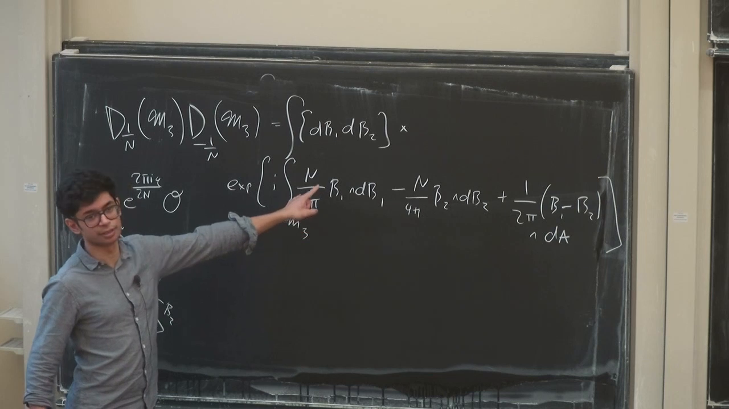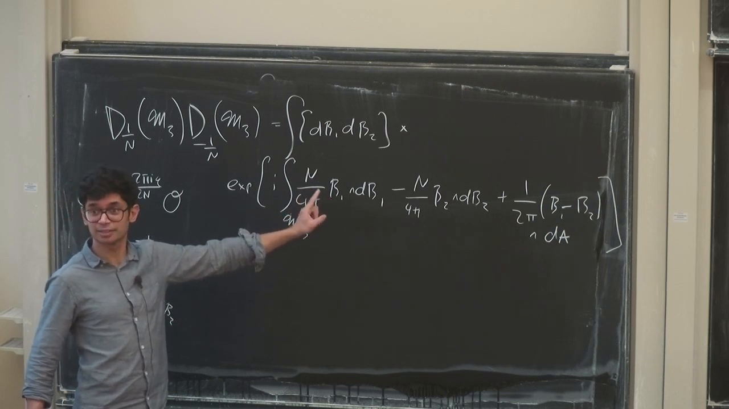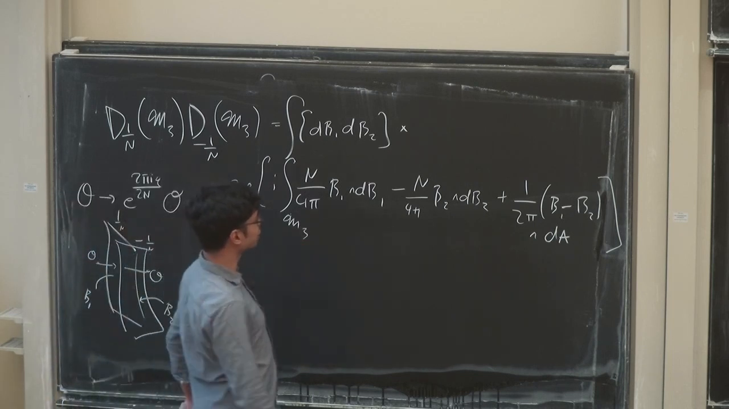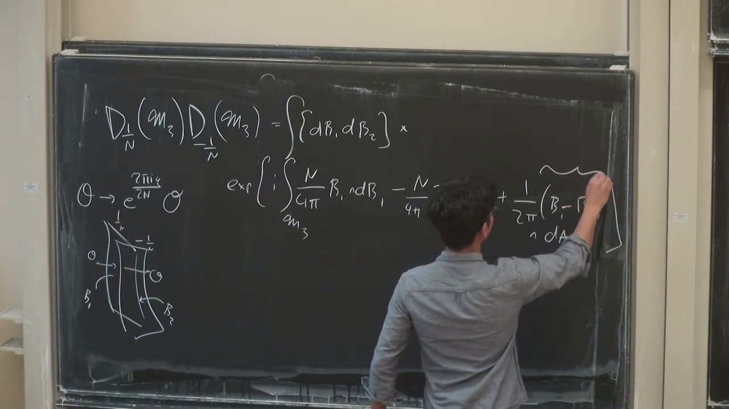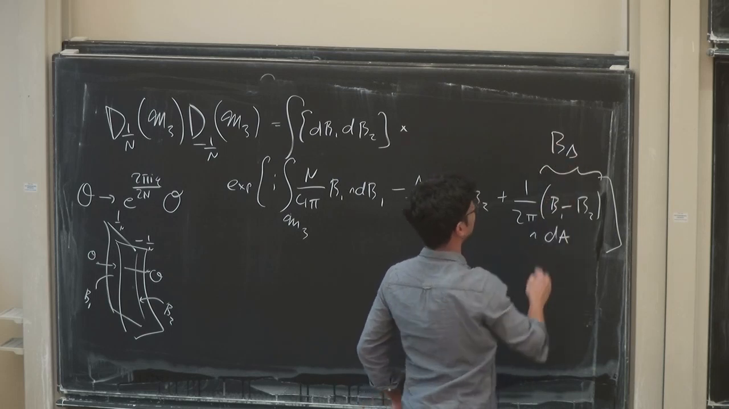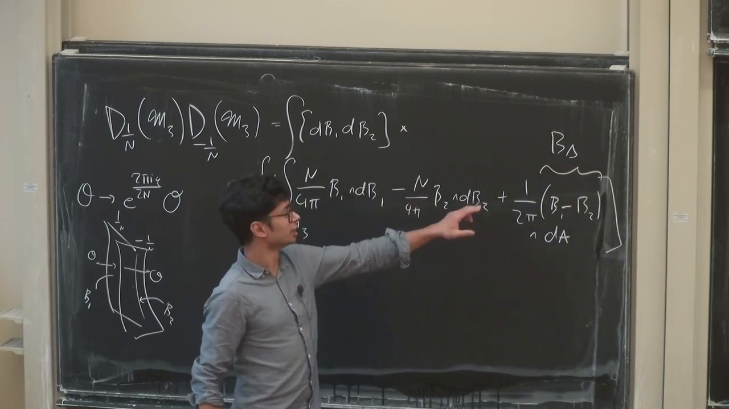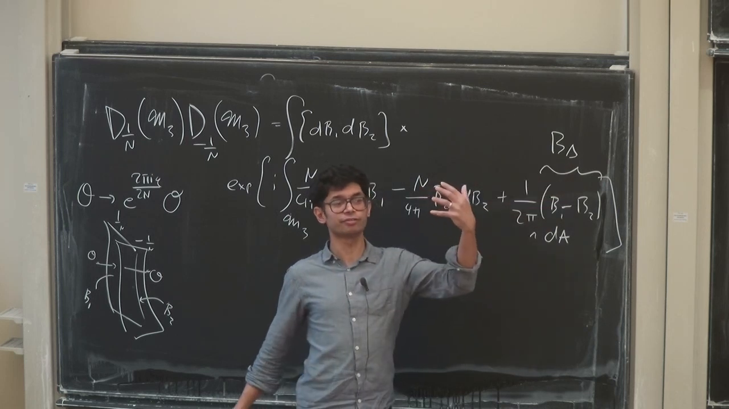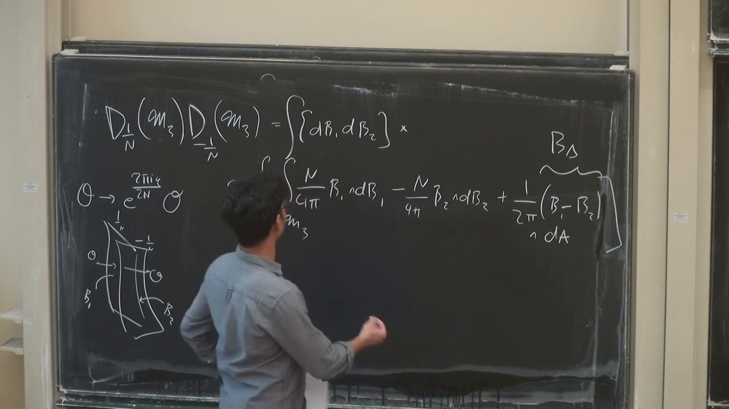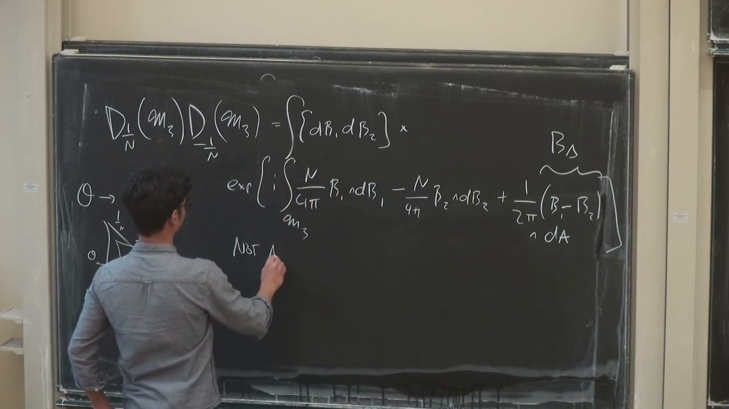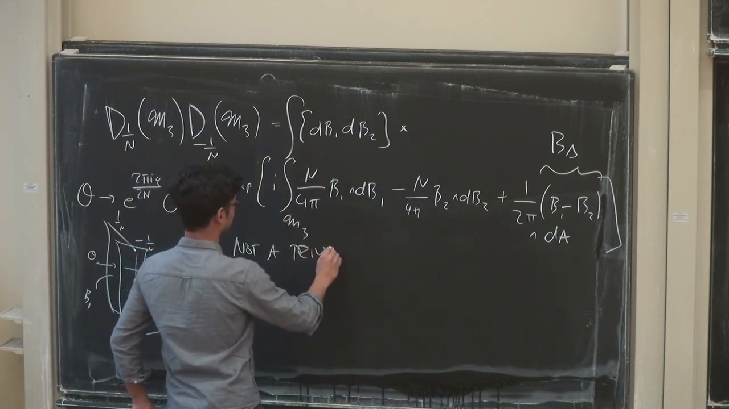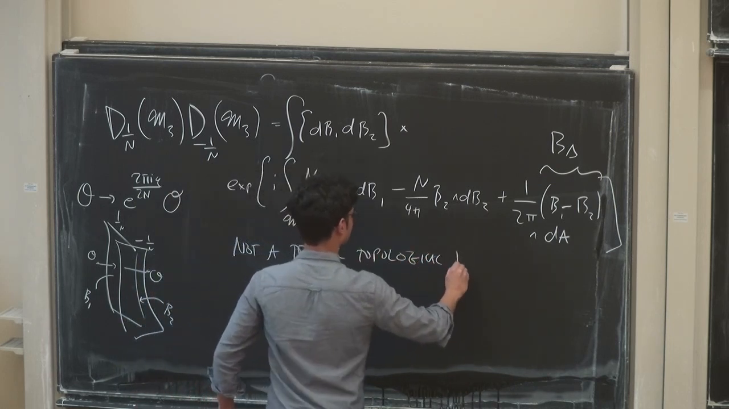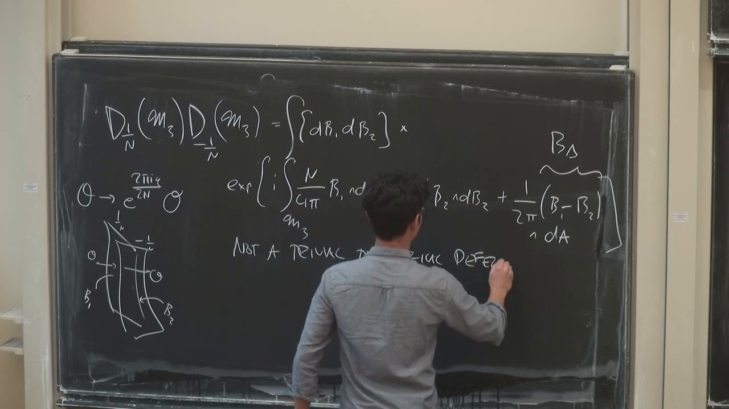And this isn't trivial. This is not the identity, okay? This does something. So in particular, you can imagine decomposing the gauge field into a sum of B1 and B2 and a difference of B1 and B2. And this difference field, B delta, couples to dA, which is the photon field. And so this is not a trivial topological defect. It's not the identity operator.